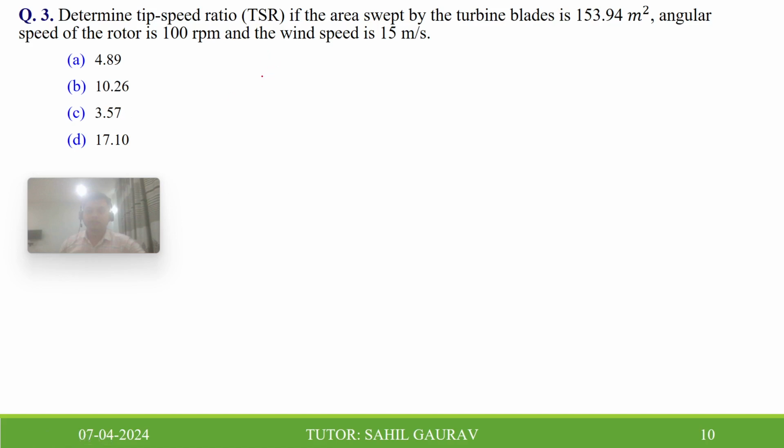What things are given here? The area swept by the turbine blades, A, is given as 153.94 m². The angular speed of the rotor is given as 100 rpm, so we denote it as n. And the wind speed u naught is given as 15 meter per second. And you have to determine the tip speed ratio.